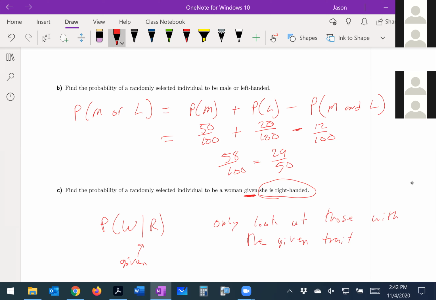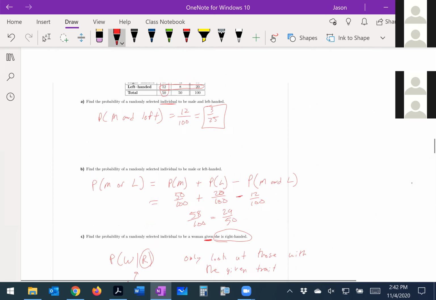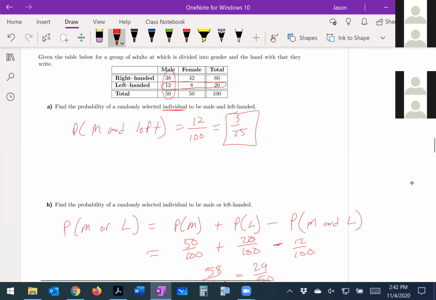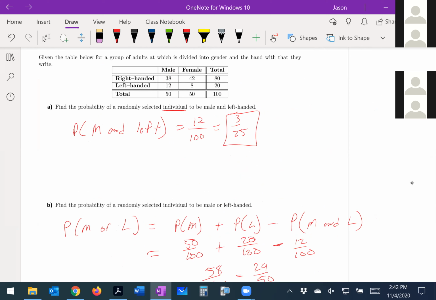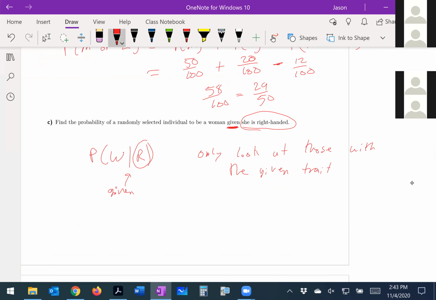We're only looking at the right-handers. We're only looking at these people. Those people are the only ones that count. So let's go back to our table and see who are the right-handers. Well, there's 80 of them. Boom, right-handers. And how many of them are female? 42.